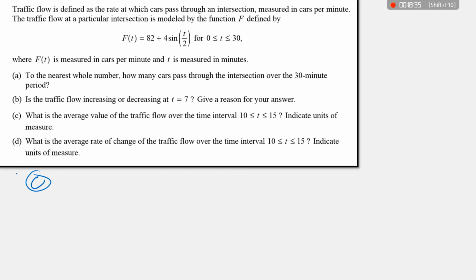I want to know the average value of the traffic flow over the time interval 10 to 15, and then indicate the units of measure. If this is an average value, what will happen to my units? Stay the same. Okay, so my units should still be units for traffic flow. My traffic flow is defined as the rate at which cars pass through an intersection, which is f of t, so my f of t is cars per minute.